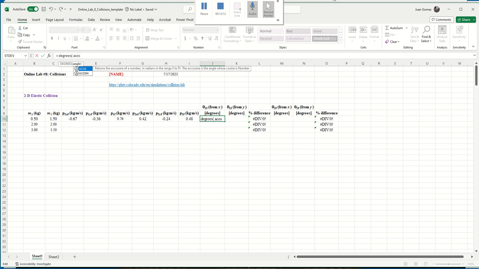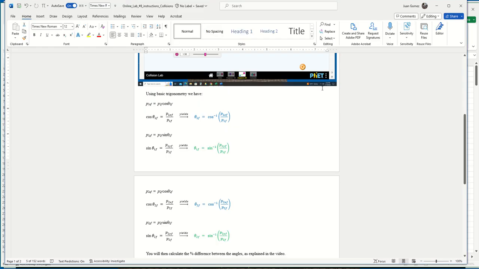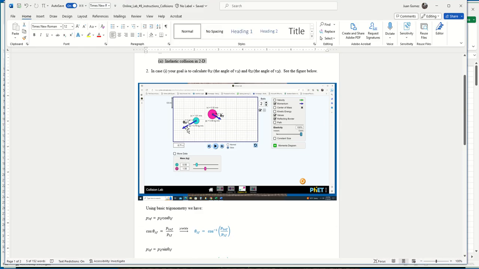Okay, and now I don't care about the negatives, because looking at the figure, remember, we're using the reference angle. I want the angles with respect to the x-axis, so I don't want to fool around with them being negative. I know that theta 1 final is in Q3 and theta 2 final is in Q4. That's all I need to know. I don't need to worry about any negatives.